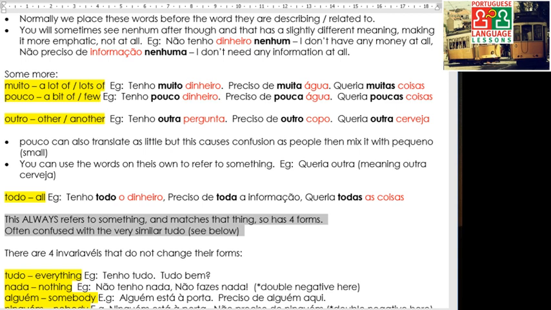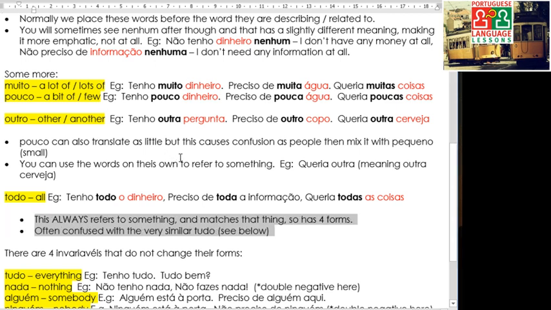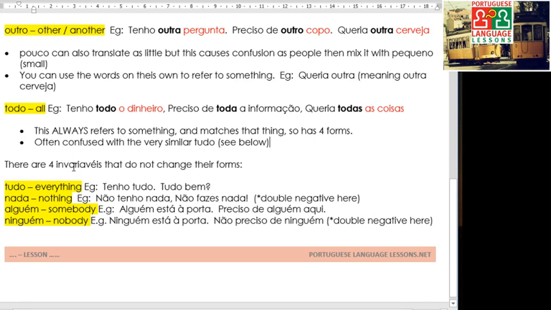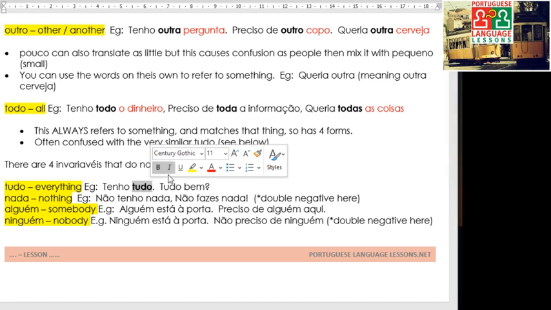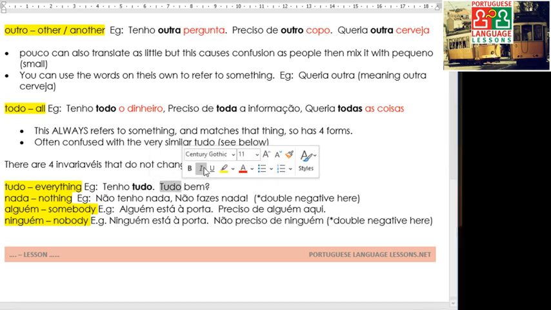And this is often mixed up with tudo, because they're very similar, but they're not the same thing. So let's look at these words here, which are invariáveis. Invariable, they do not change their form. So the words we have in the invariável are tudo. Remember, we pronounce that U like an U. Tudo. Tenho tudo. Tudo bem. So what are we referring to here? I don't know. We don't know. It's invariable, not talking about anything specific.